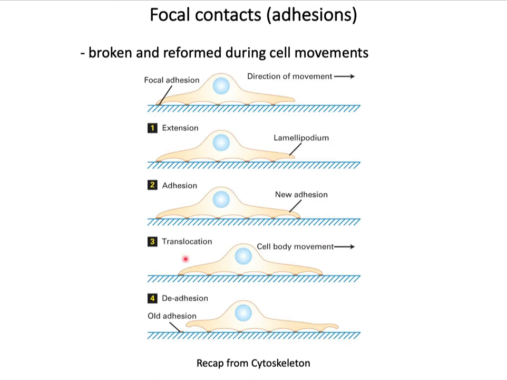In step 3, you have the translocation, which is the movement of the cell body, in this case, forward or towards the right. And then you get the de-adhesion at the back of the cell, so that is when the cell is breaking these focal contacts, and it's very interesting that the cells can actually regulate these interactions such as focal adhesion. And again, in the second part of this discussion, we are going to talk about the molecular mechanism of the formation and breaking of these contacts.